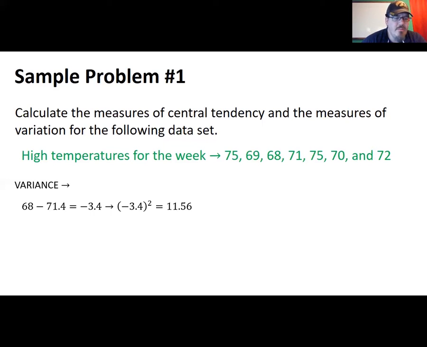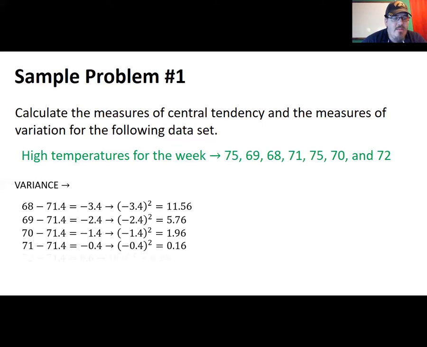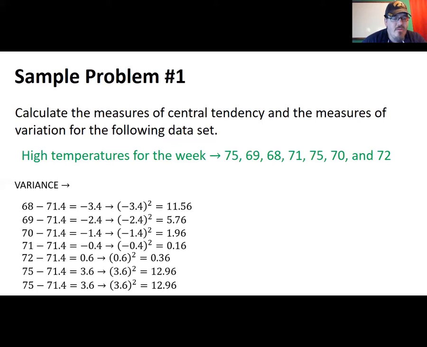And so you end up ultimately with a positive value, which in this case is 11.56. Okay? Now what you do then is you repeat that process for every value in your list. So now I'm going to take the next number, which is 69, subtract 71.4. I get negative 2.4. I then square that value, and I get 5.76. And like I said, you repeat that for the rest of the values in your list.